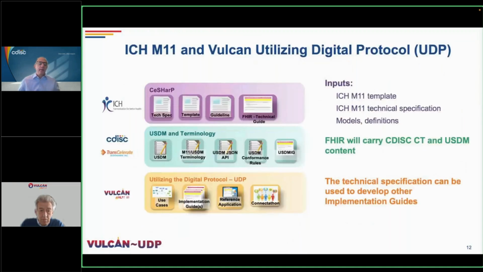So as we think about this collaboration, the reason that we're on the call today and the Vulcan initiative around utilizing digital protocol is to bring these organizations together and use the strengths of each to really produce a robust implementation and collaboration. So we have ICH, and ICH M11 has the tech specs and the template, the guideline as well. Within CDISC and Transcelerate, we built out the USDM model. Again, our target, as we thought about it, is how are sponsors, how are pharmaceutical companies and biotechs and the industry going to use this information?